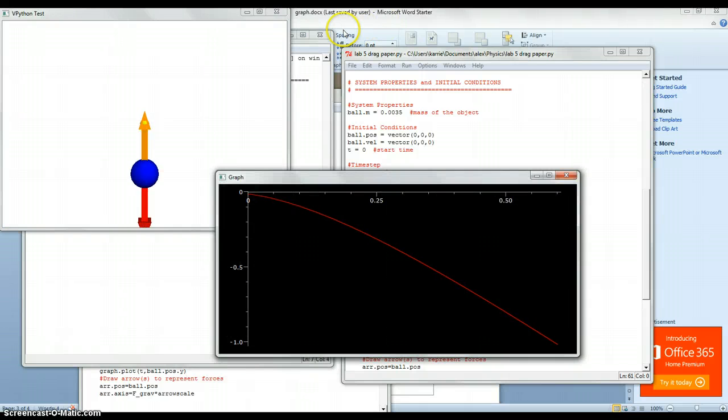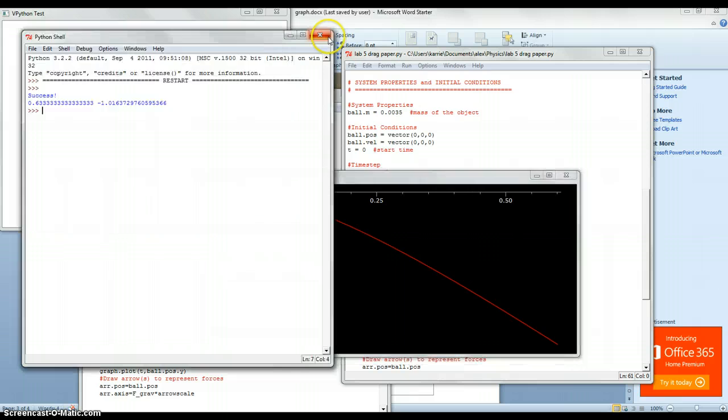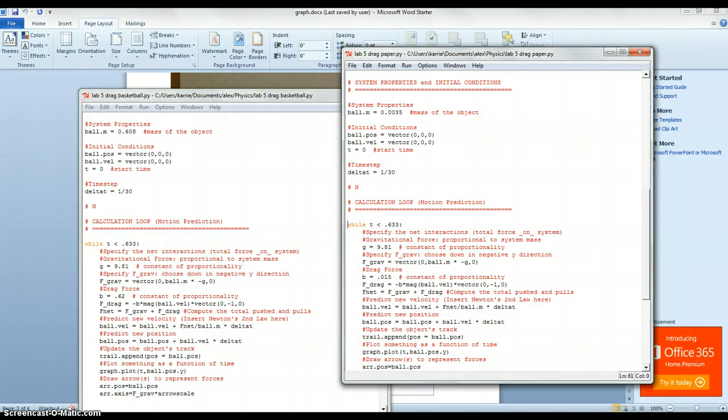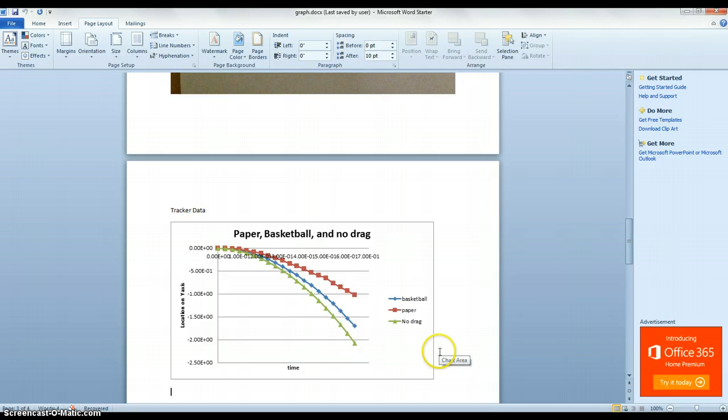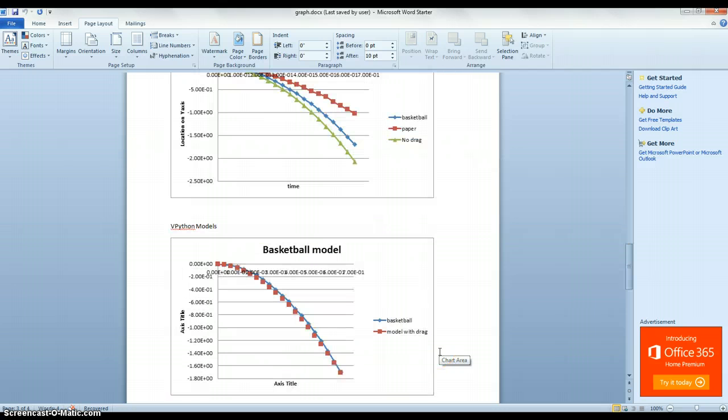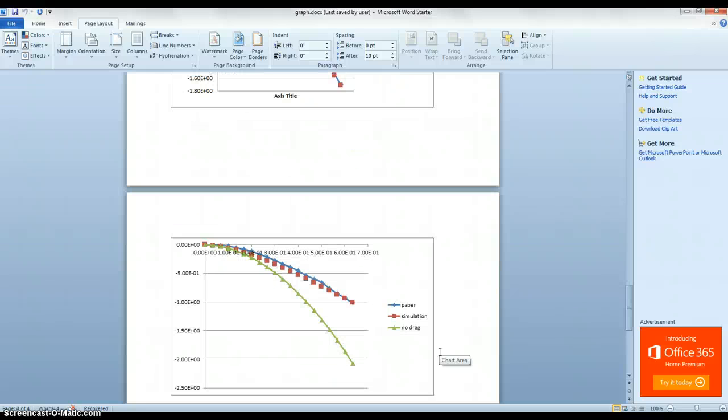Okay, so once we did that, we extracted the data, and I graphed them to get these results. This is my basketball model, and you can see it pretty accurately represents the video tracker data, where the video is blue and the model is red. So that was a pretty good representation.